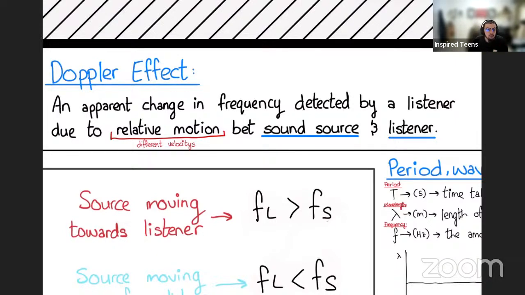One more thing to note is this apparent change in frequency. Let's just say we have a sound source, an ambulance, and we have a stationary listener. If they are both stationary, the frequency that this siren emits, let's just say it's 200 hertz. Let's give this listener a detector. This is a sound detector.